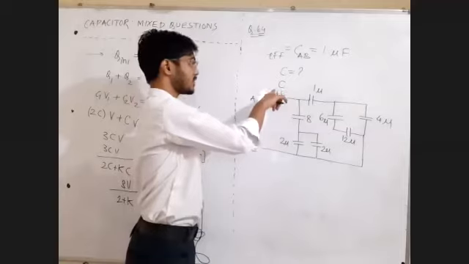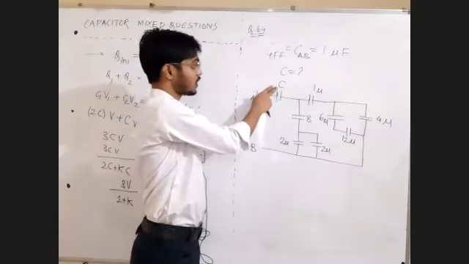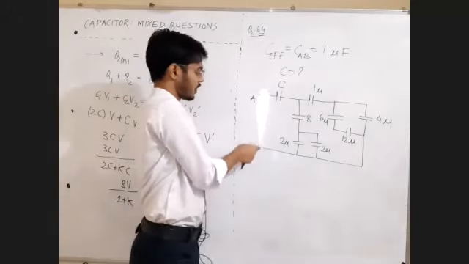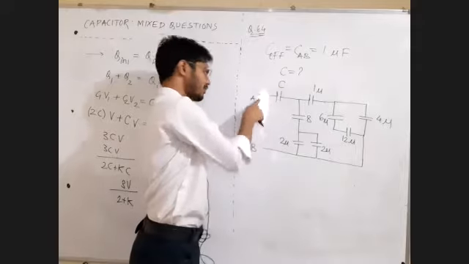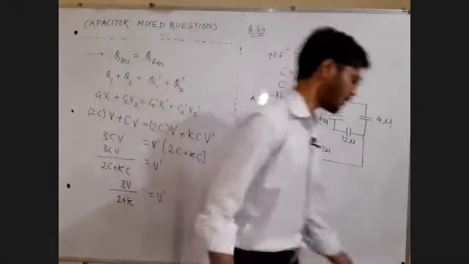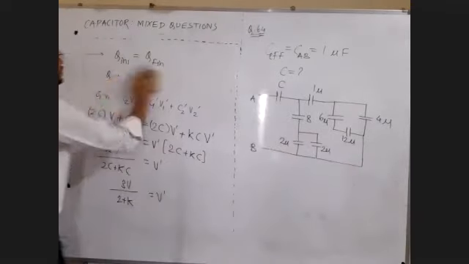Suppose if we were given the value of C, we could have found out the effective capacity between A and B. But now C is not given, but this is given. So it's a one equation, one unknown problem. Should not be a big deal.